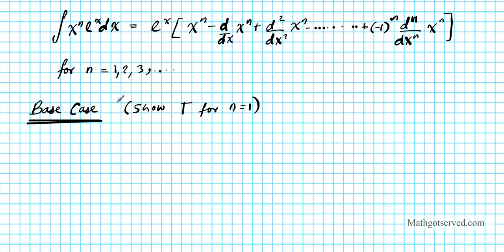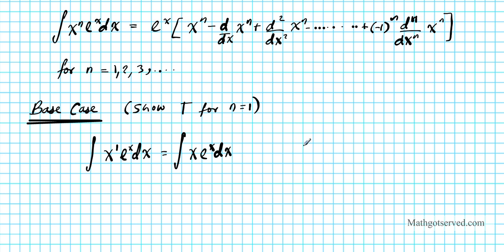So let's go ahead and do that. I'm going to plug in 1 for n on the left side. I'm going to have the integral of x to the 1 times e to the x dx. Can I express this integral as that? Basically, this is the integral of x e to the x dx. I'm going to use integration by parts to show you that this is true.